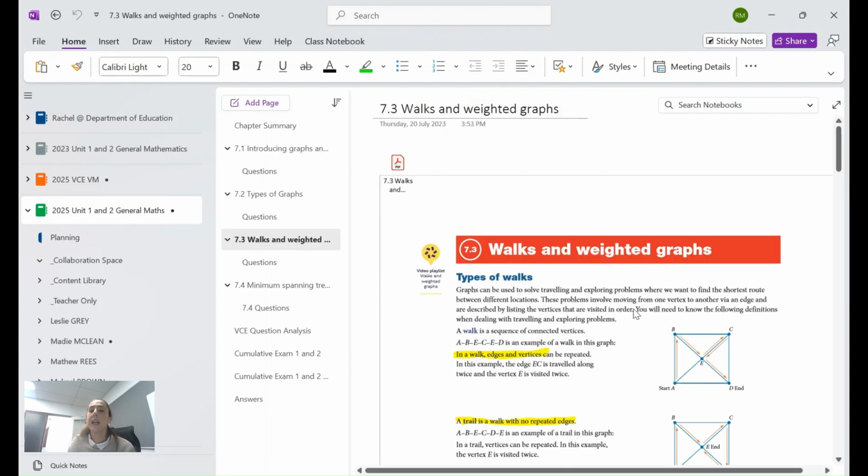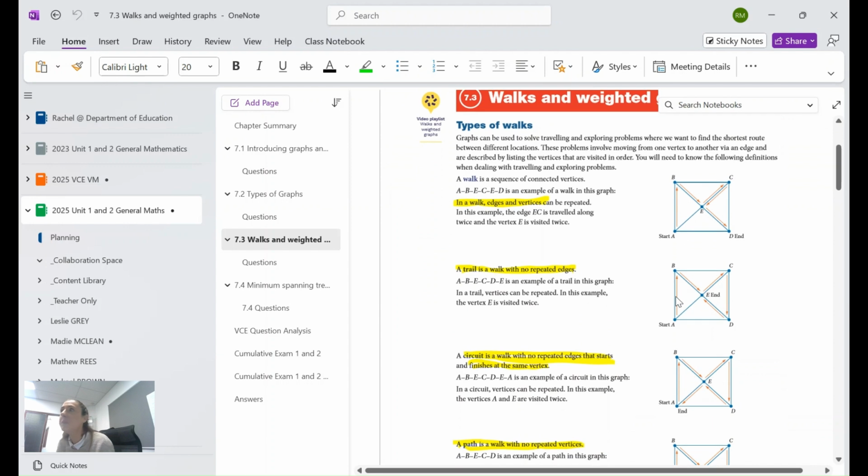Now we're on to walks and weighted graphs. This is probably one of the more challenging parts that you're going to need to unpack and use. So again, really have these documented in your notes and come up with some way in your mind that you can understand the difference if you haven't got your notes on you. So, graphs can be used to solve traveling and exploring problems. We want to find the shortest route between different locations. So, it's from moving from one vertex to another along an edge.